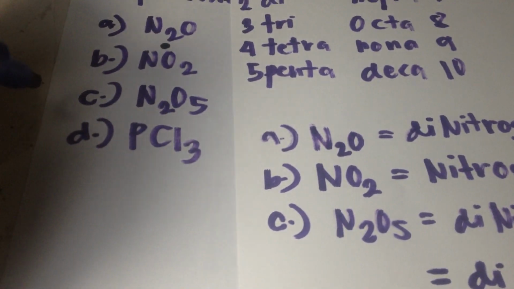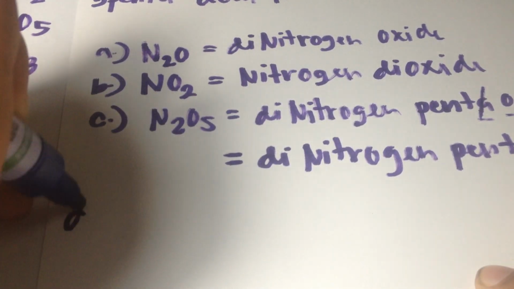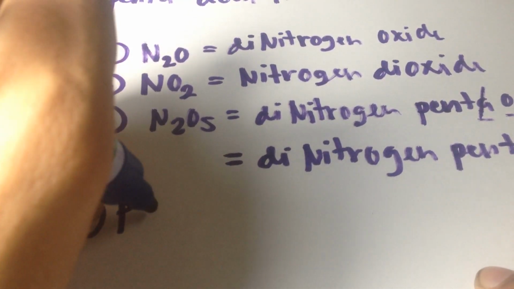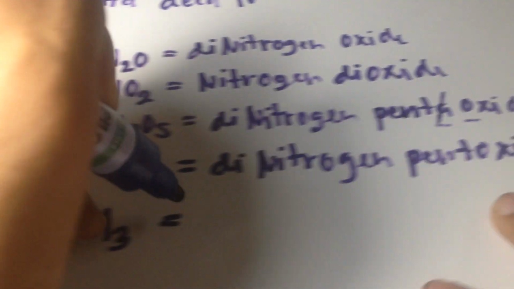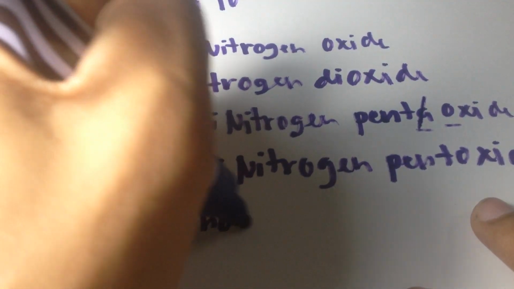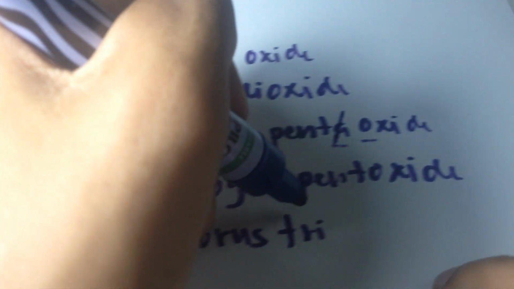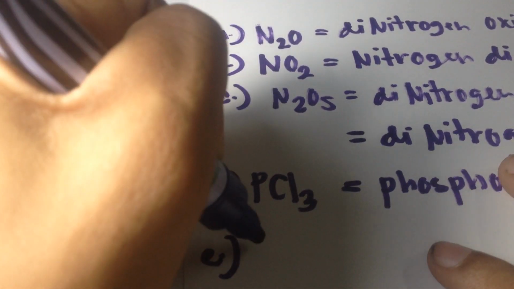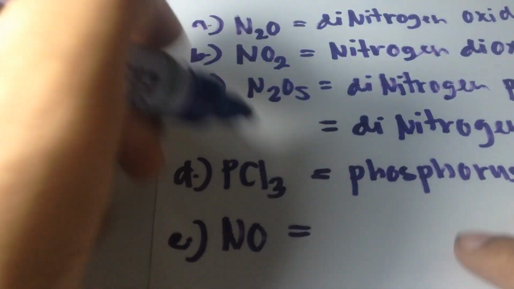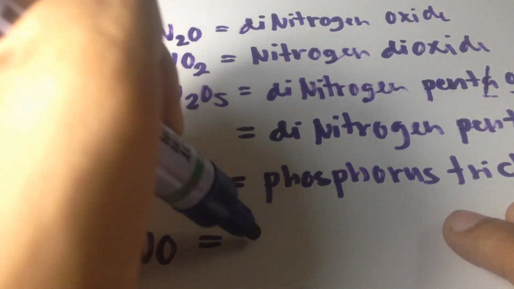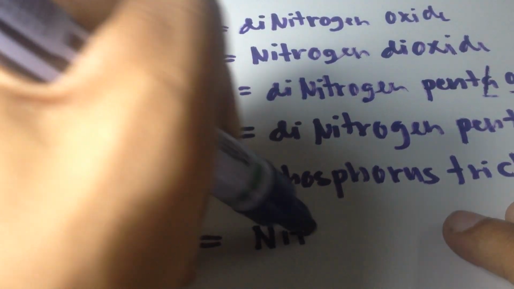Okay, how about in letter D? In letter D, phosphorus, PCl3. So phosphorus, trichloride. In letter E, how about letter E? E is NO. So E, NO. So nitrogen, oxide.